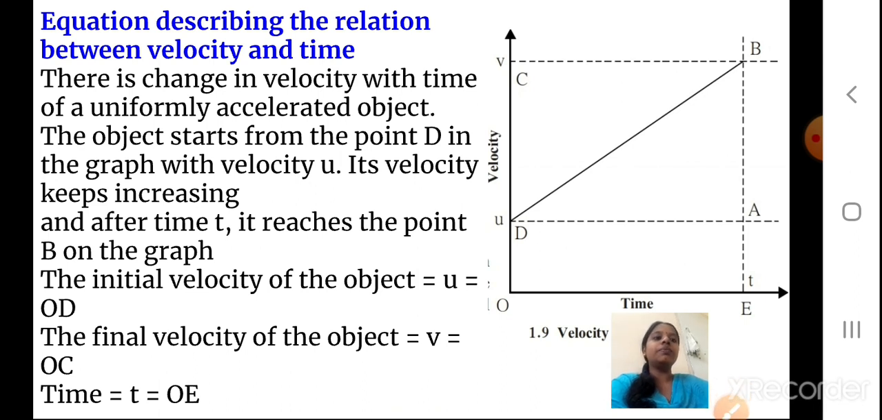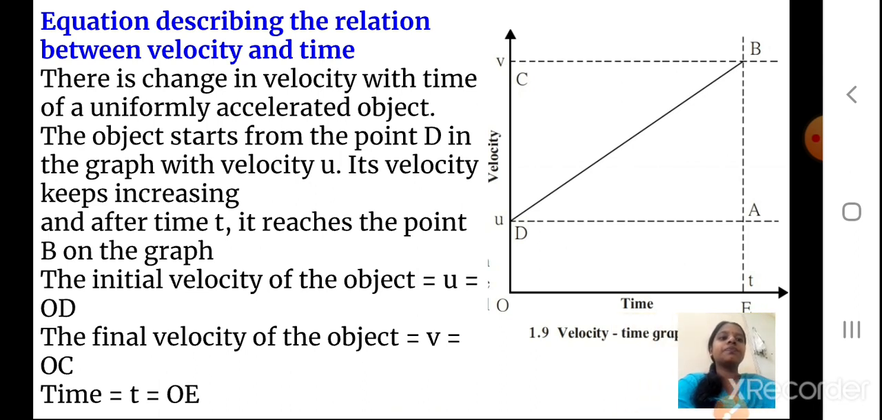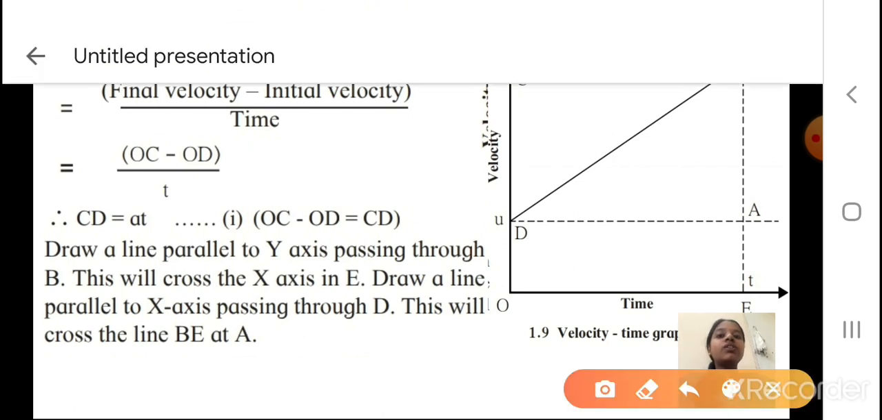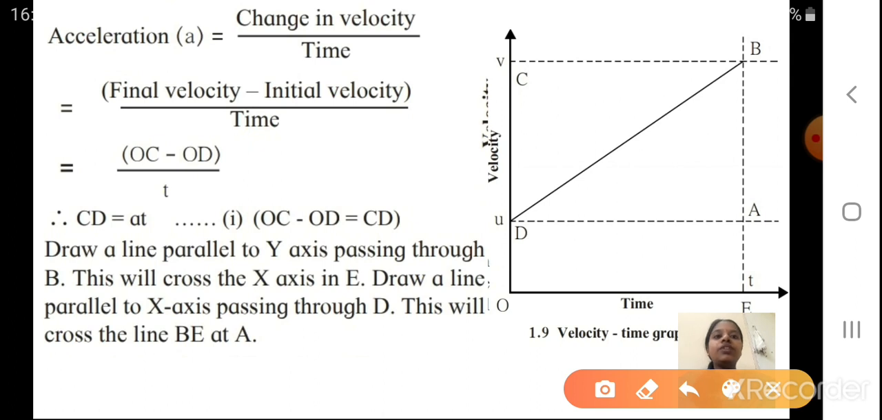Okay, now see here, next slide. Now acceleration, you have studied this formula in the last presentation. A is equal to change in velocity upon time. So what is change in velocity? Final velocity minus initial velocity upon time. Now, if you remember, what did we write as our final velocity? OC. Yes, we wrote this OC is our final velocity.